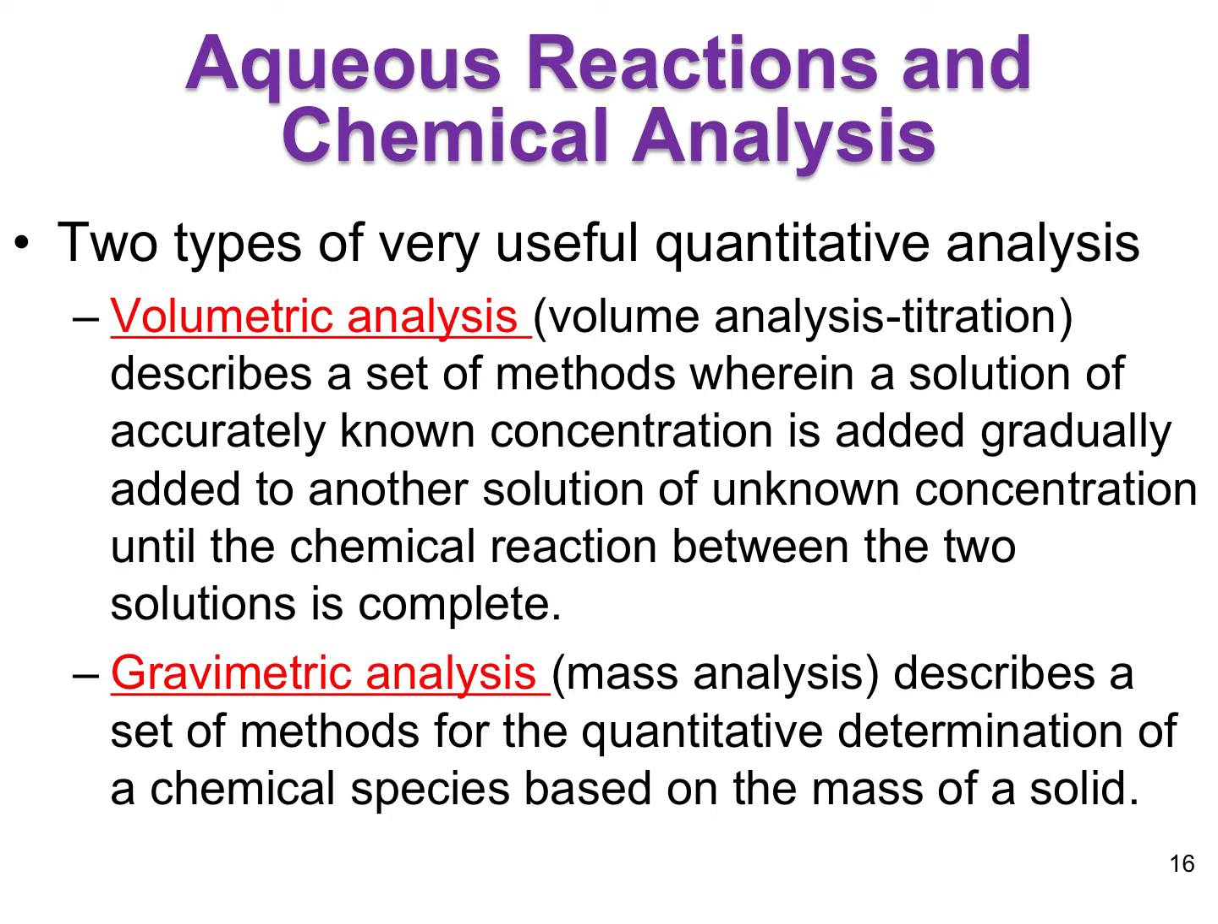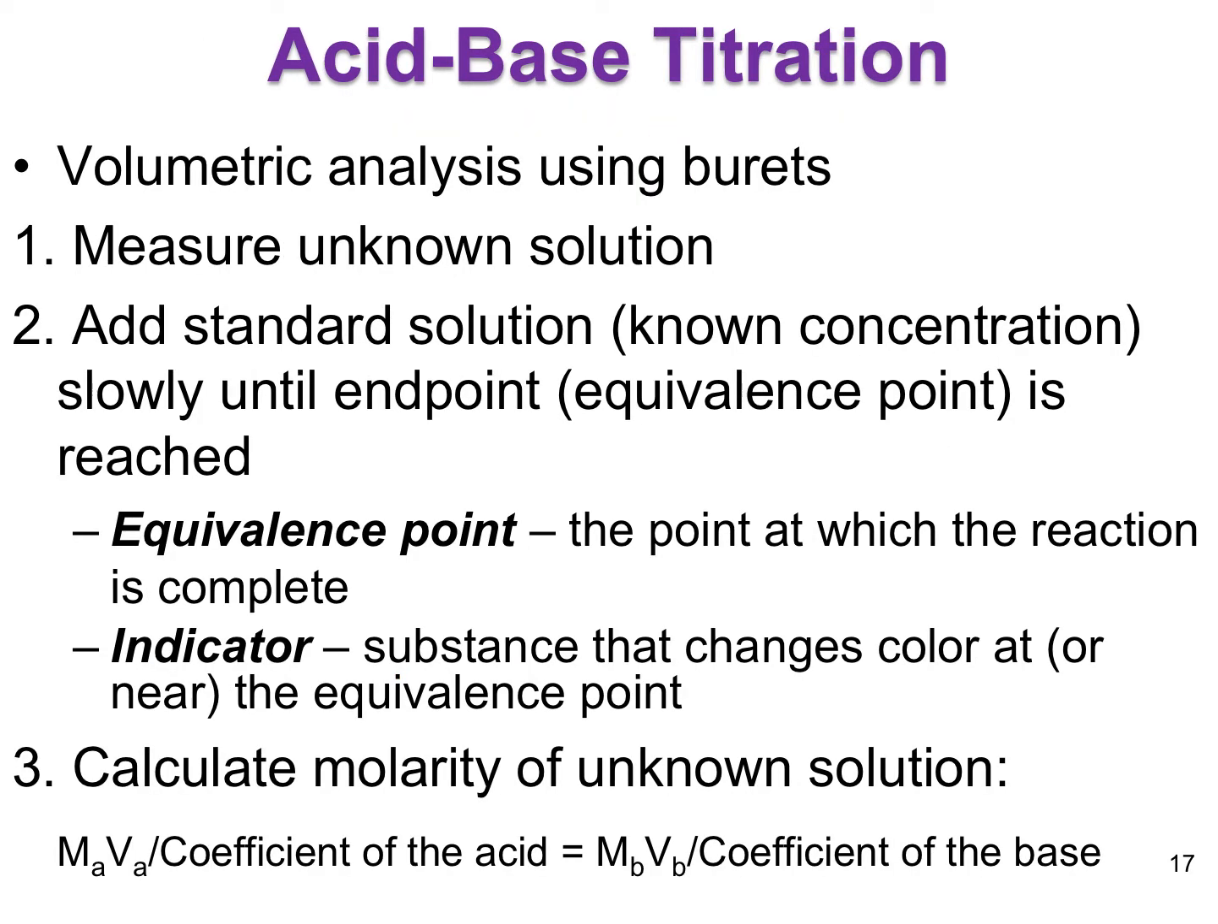Gravimetric analysis is a set of methods used to quantitatively determine the amount of a particular chemical species based upon the mass of a solid precipitate. Acid-base titrations involve neutralization reactions.